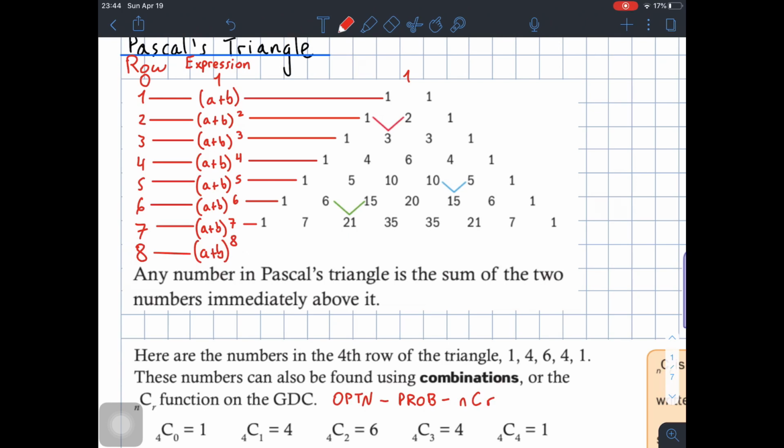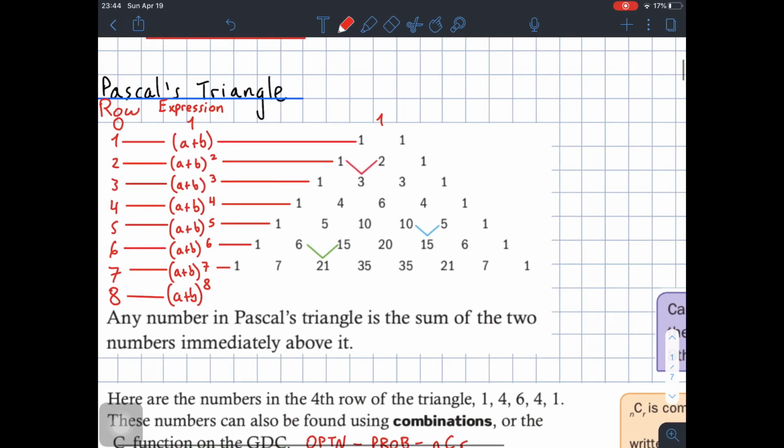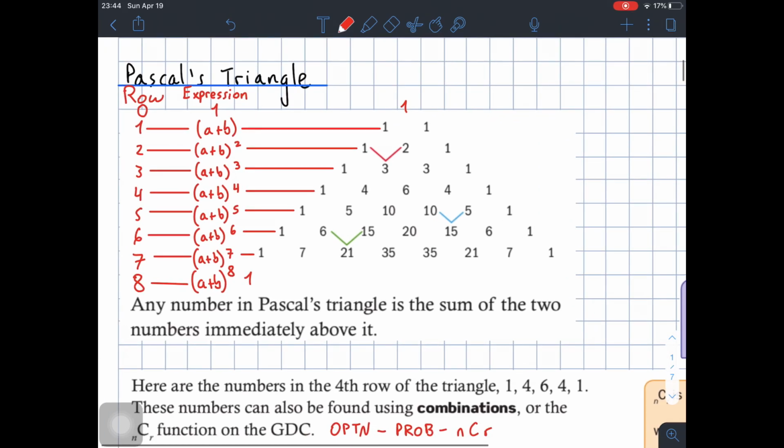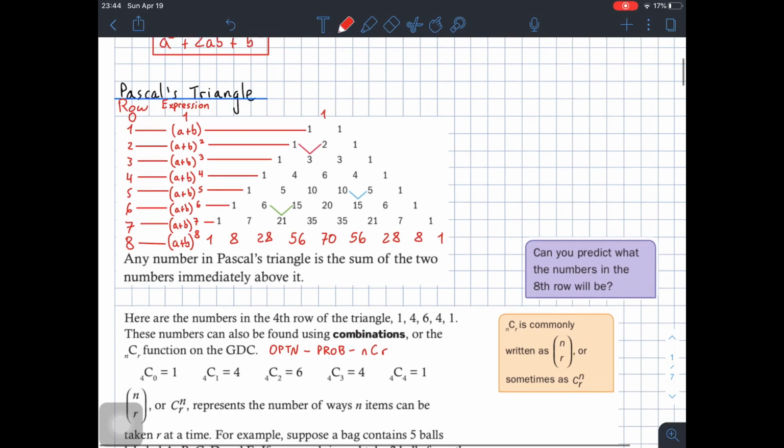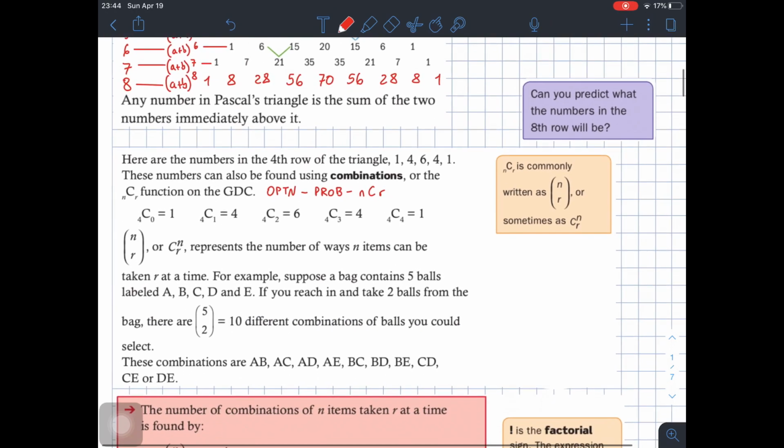And the Pascal's triangle would be 1. 1 plus 7 is 8. 7 plus 21 is 28. 21 plus 35, that's 56. 35 plus 35 is 70. 35 plus 21 is 56. And this is 28, 8, and 1. Okay, so that's the 8th row of the Pascal triangle. And we can keep on doing this for as long as we want to.